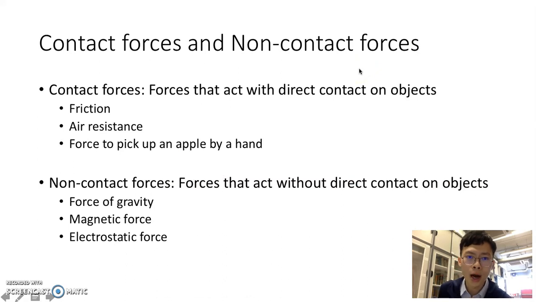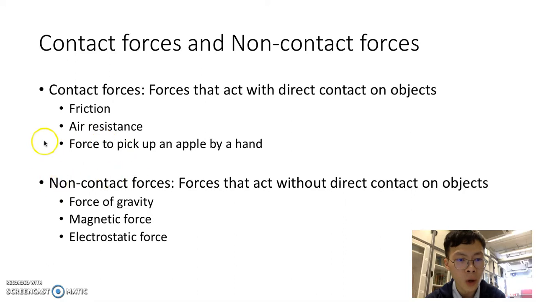For force, there are 2 kinds, with one kind called the contact force, and the second one is called the non-contact force. So the contact force is about the forces that act with direct contact on objects. For example, friction, air resistance, and also force like how you pick an apple, you use your hand, you hold it, and you're contacting with the hand, and this is what we call a contact force. So it's rather straightforward. If you contact something to apply the force, then this is a contact force. So even for air resistance, it's actually contacting with air. Without air, there's no air resistance.